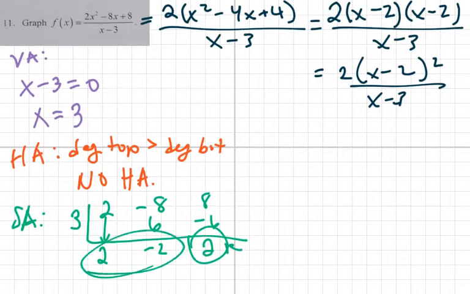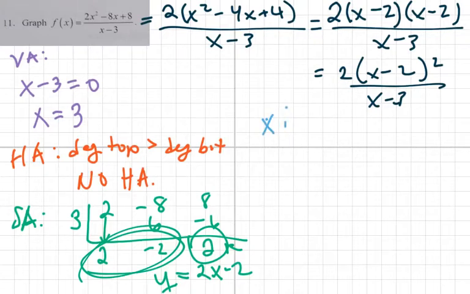And remember, what we want to focus on is this, and that represents our slant asymptote: y equals 2x minus 2. From there, we can look for our x-intercepts and our y-intercepts. So I'm going to first start with x-intercepts.